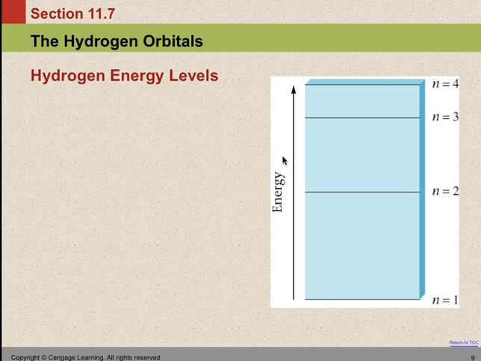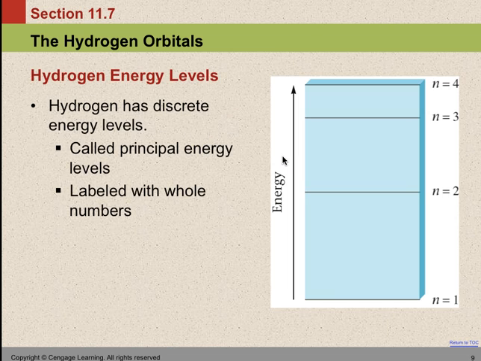Hydrogen has energy levels, and we talked about this in class, main energy levels. They're also called principal energy levels, and we label them with whole numbers. If you notice, this n is the symbol representing a main energy level or a principal energy level. So n is a main energy level.